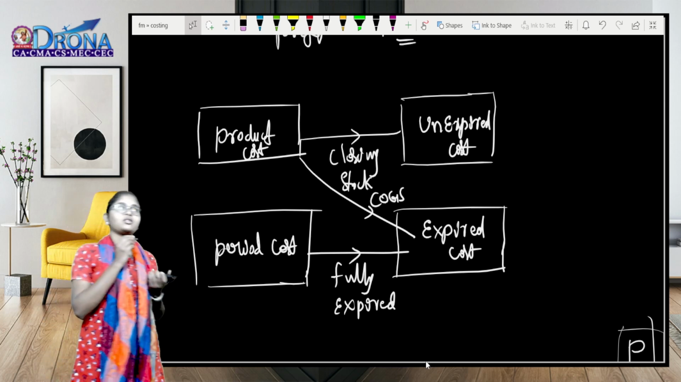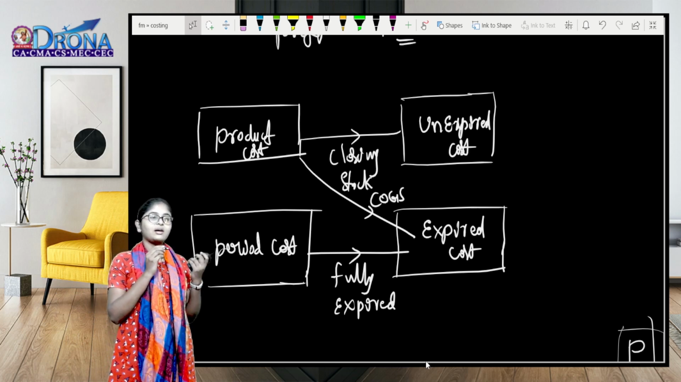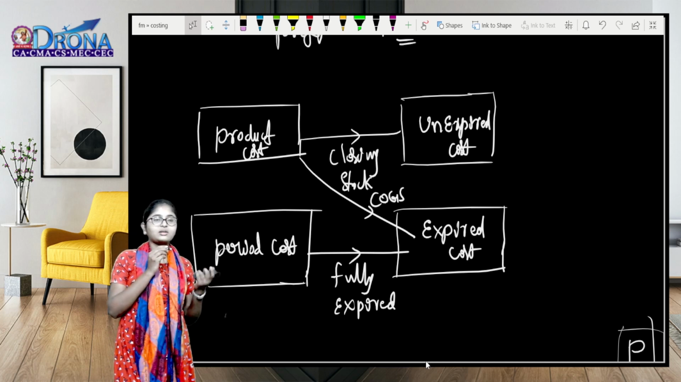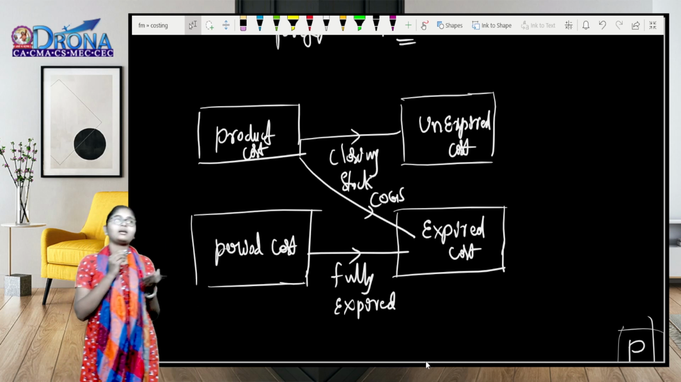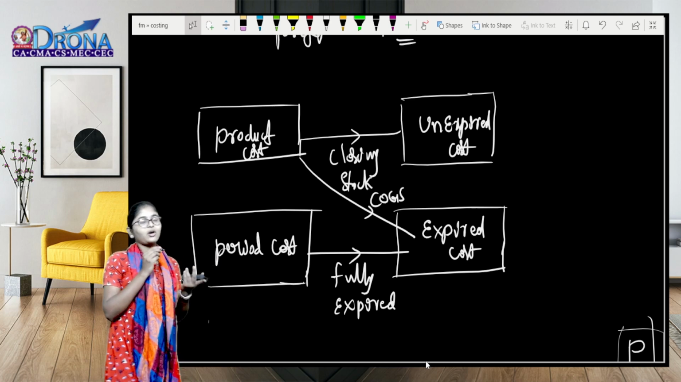The second classification is decision making. For it we have fixed cost, variable cost, semi-variable cost, opportunity cost and sunk cost. The third and last classification is control. For this we have controllable cost and uncontrollable cost.